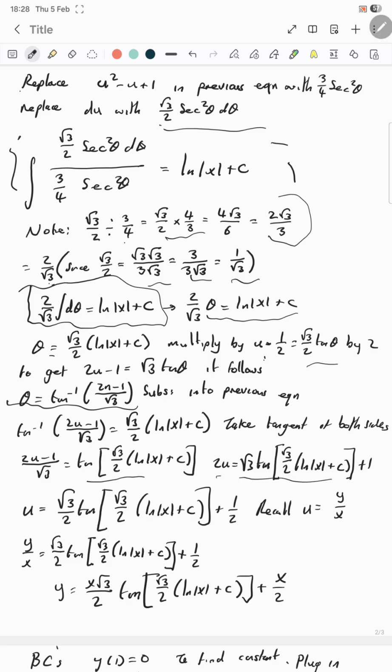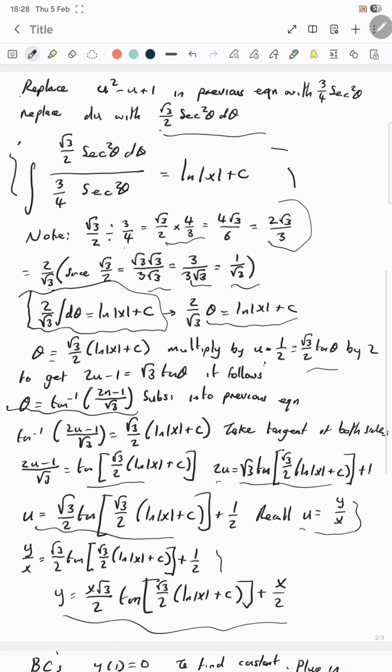So 2u equals this and u equals this once dividing by 2, and recall that u equals y over x as we first established, so we put these values back in, which gives us this, and multiplying through by x we get our y as our solution here.